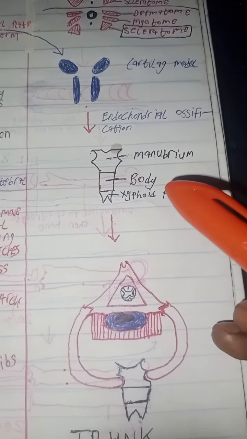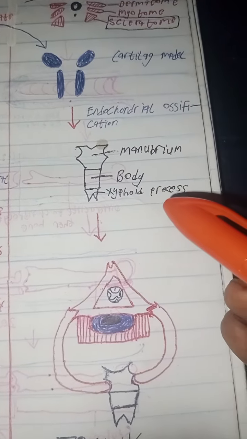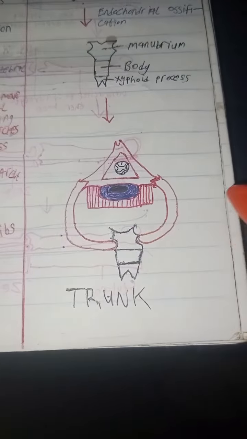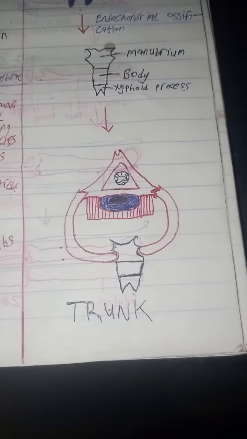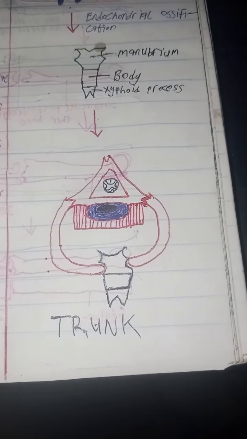So at the end of the day, you have your manubrium, the body, and the xiphoid process, which will then attach to the ribs and form your trunk, which is your thorax. Very easy.